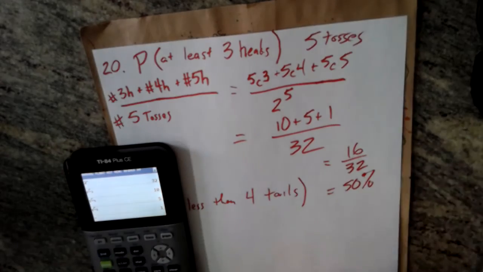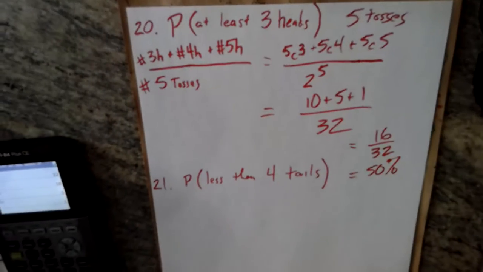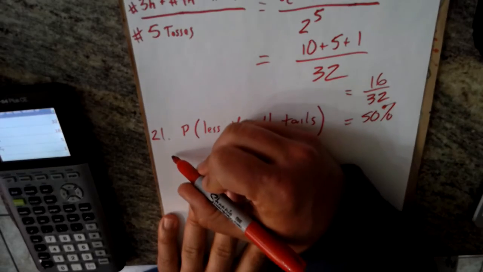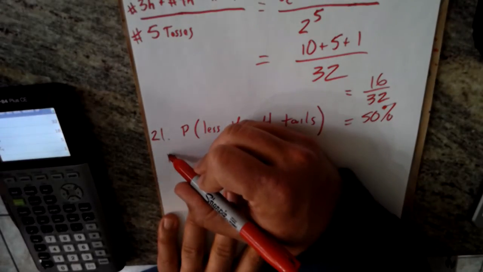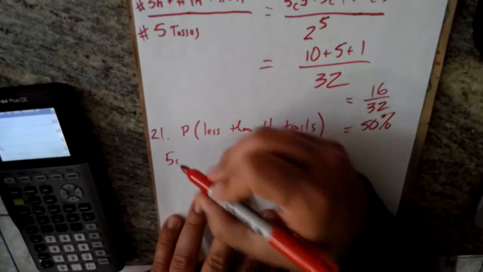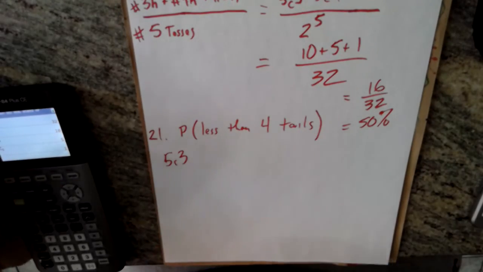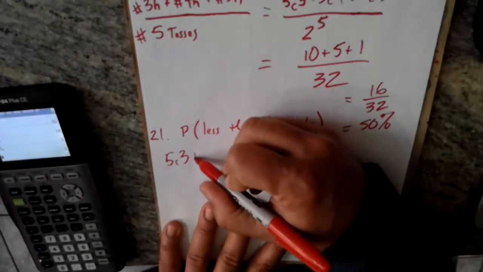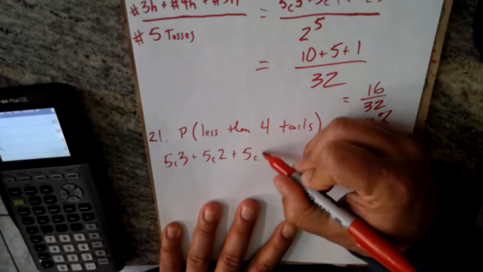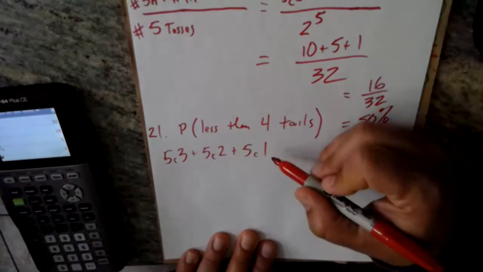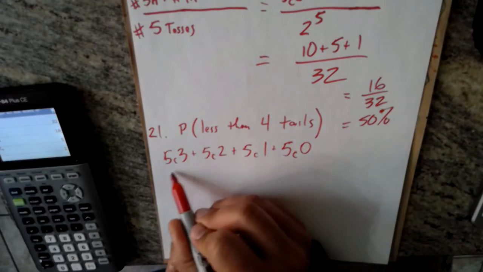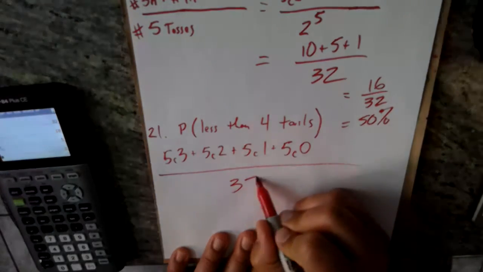All right, now, as we move on into number 21, less than 4 tails. Be careful here, because you might forget one. This is going to be 5 choose 3. So 4 is not less than 4, so that doesn't work. Plus 5 choose 2 plus 5 choose 1. Here's where you need to be careful. You can also throw 0 tails. That is a thing. There's 32 on the bottom.